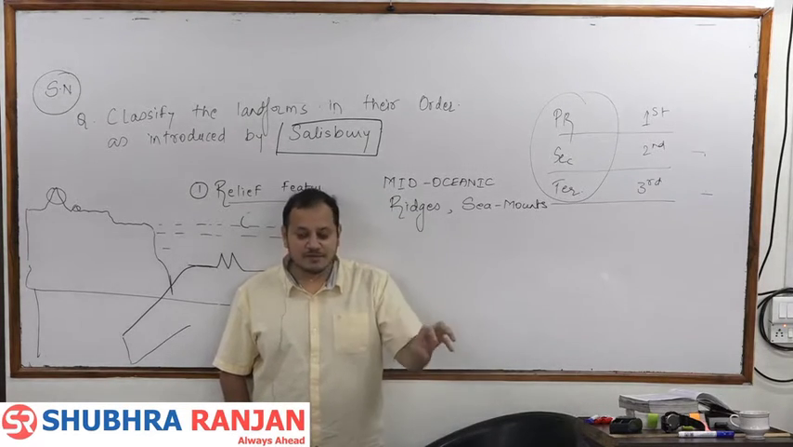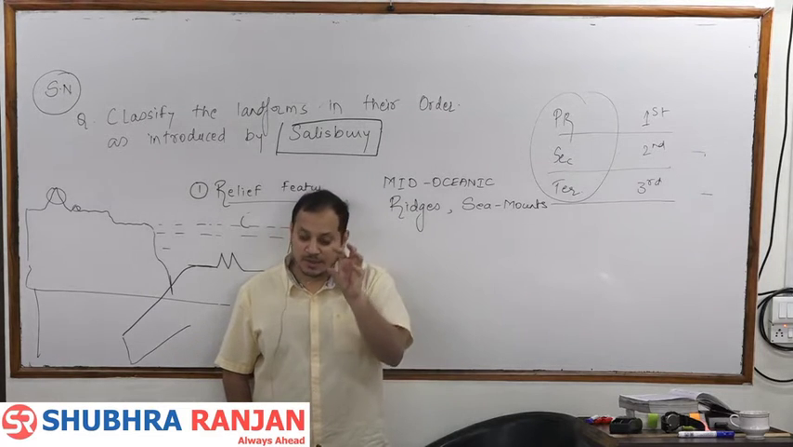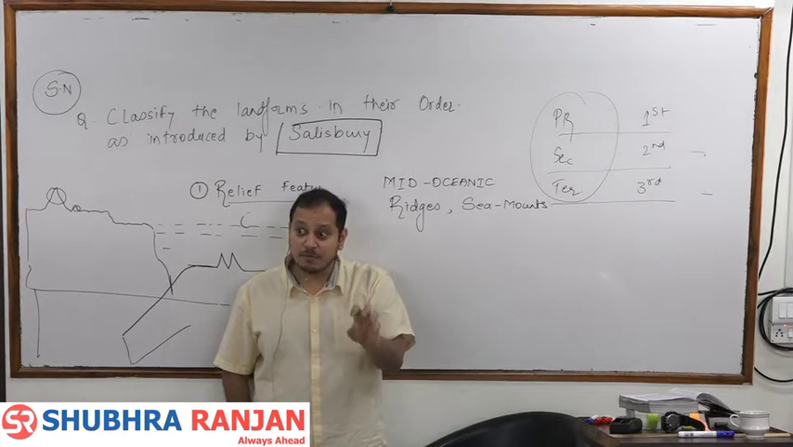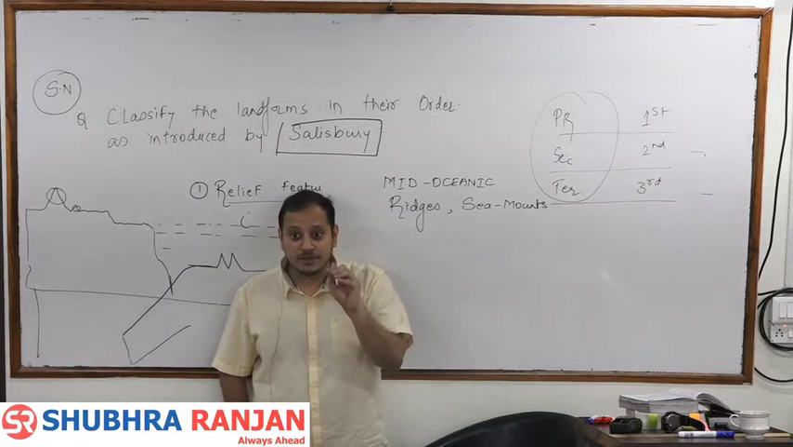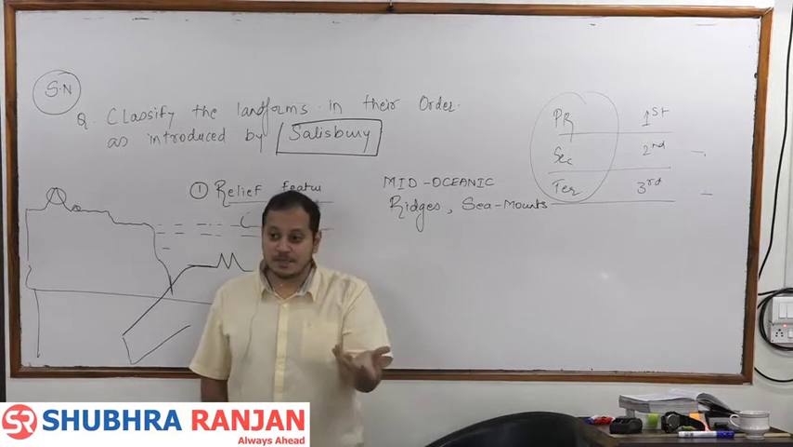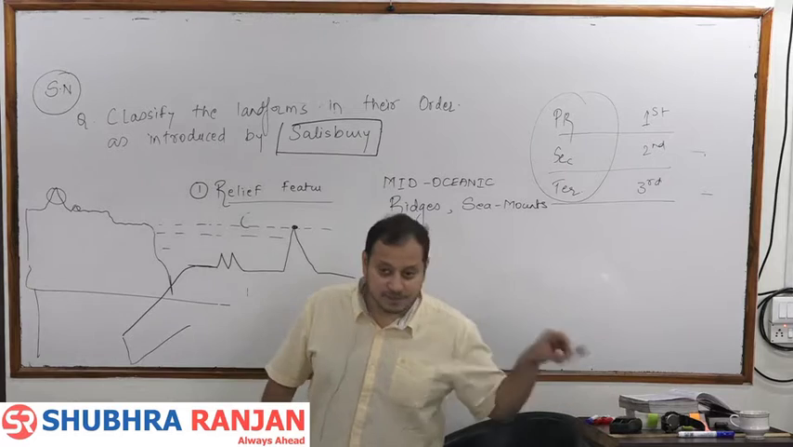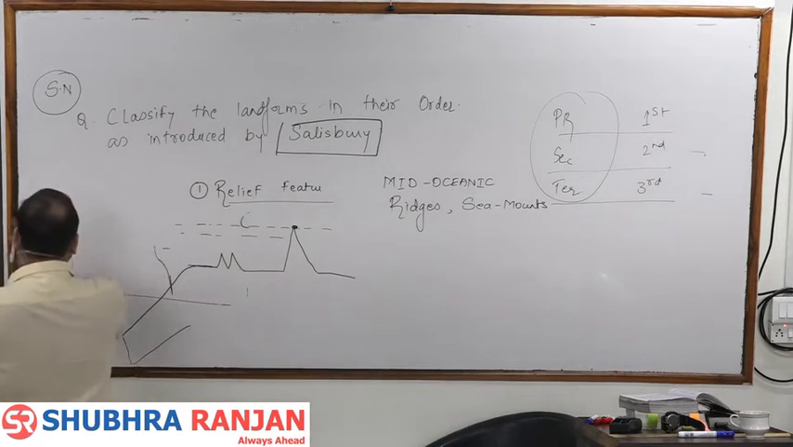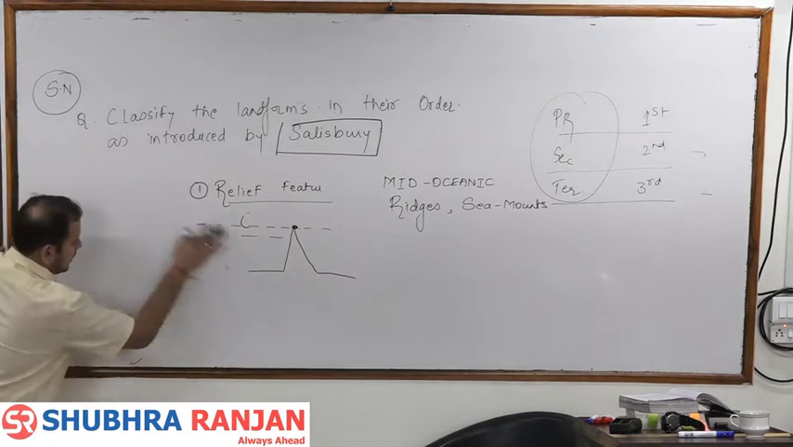Remember, second order relief features means those are formed due to endogenetic activities. Now there are some of the plains which are formed due to endogenetic activities also. How will plains be formed due to endogenetic activities? We don't have an example of that in India. But take a case.